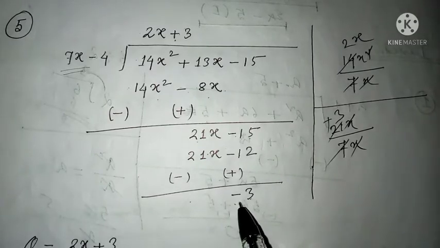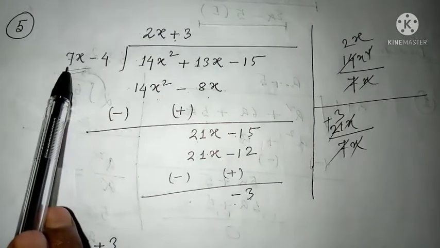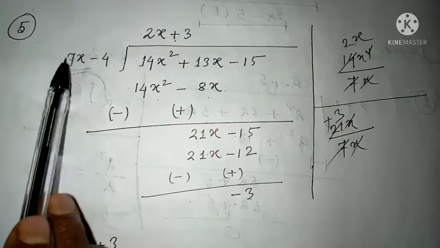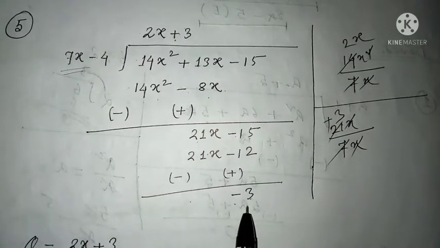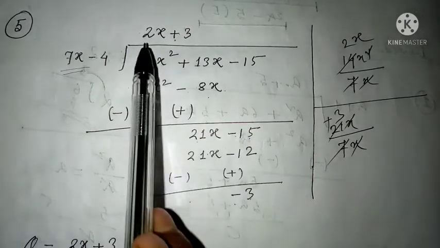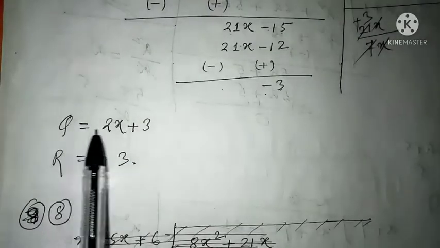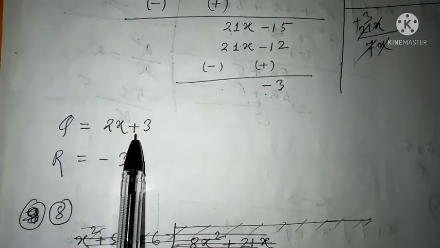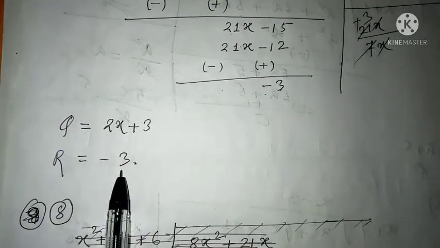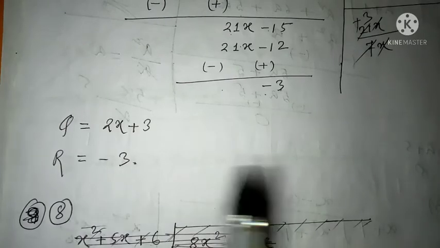Okay, now see here you cannot divide because your divisor is 7x minus 4. But here we have a constant term only, so you cannot divide anymore. So minus 3 is our remainder and your quotient is 3 plus 3... twice x plus 3. Then you can see here, q stands for quotient, 2x plus 3, r stands for remainder, that is your minus 3.